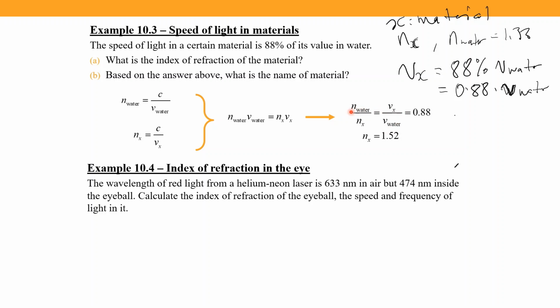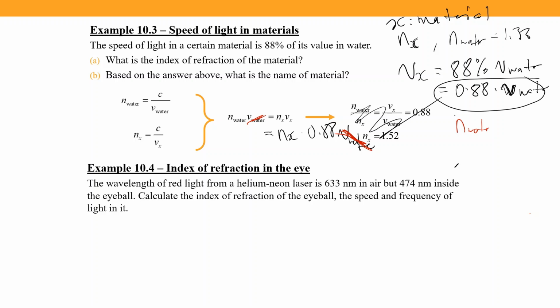I think this is a bit more complex, but basically this is mathematics. N water times V water is equivalent to Nx times 0.88 V water, based on our equation over here. So now V water here and V water here can be cancelled together. Then you will get N water divided by 0.88 is equal to Nx. So the answer you will get is N equals 1.52.